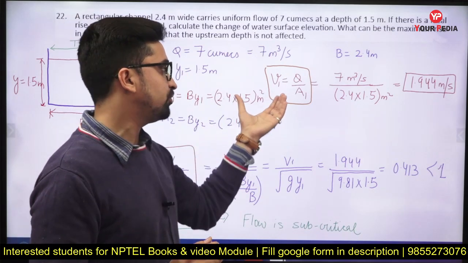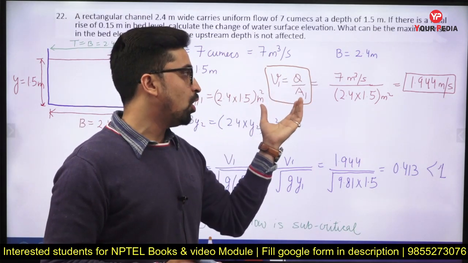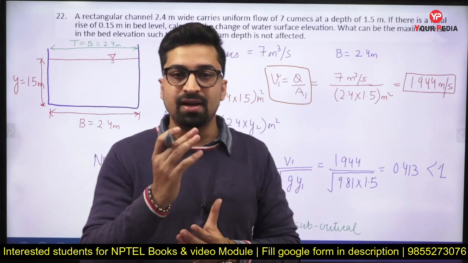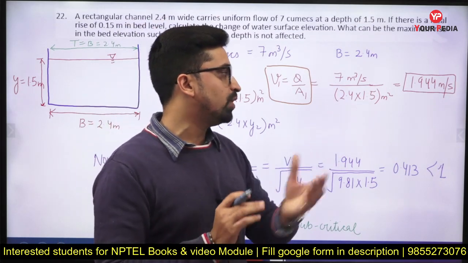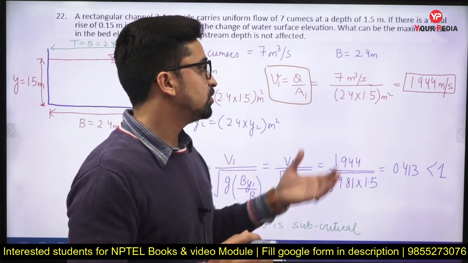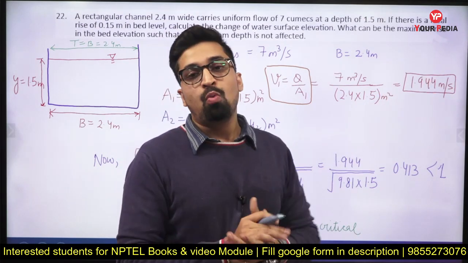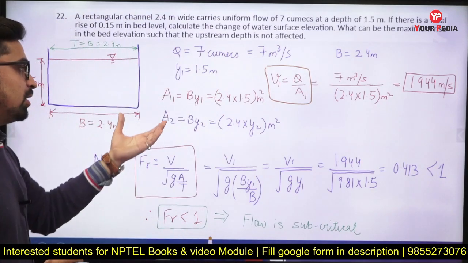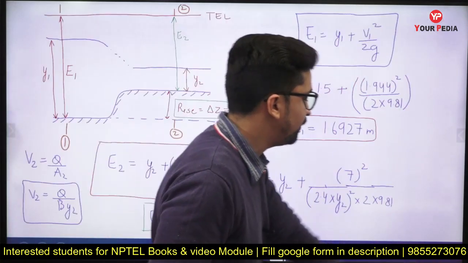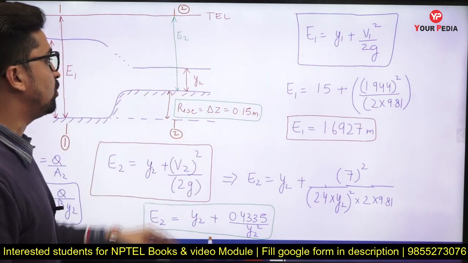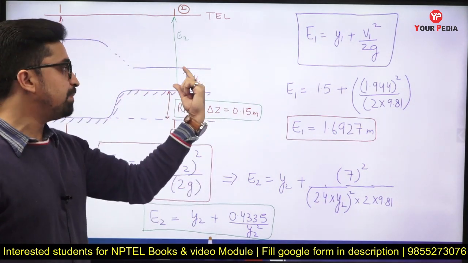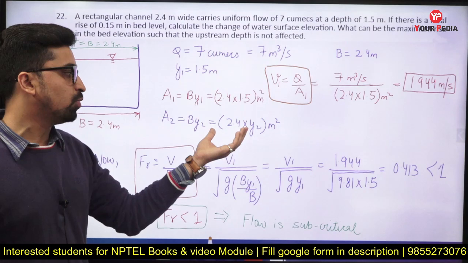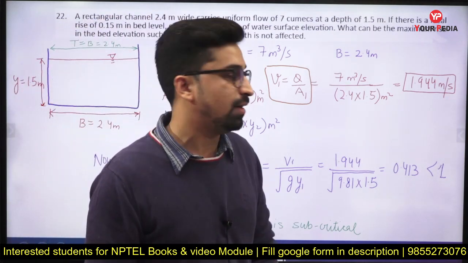So we can easily find the velocity at section 1-1 as discharge upon area at section 1-1, which will be equal to 7 upon 2.4 into 1.5 meter square. This comes out to be velocity v1 as 1.944 meter per second. Now, similarly, the area at section 2-2 will be equal to the width of the channel into the depth at this section, which is y2. So the area at section 2-2 will be equal to 2.4 times y2 meter square.